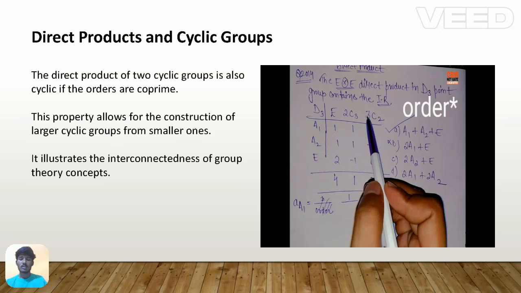Direct products and cyclic groups. The direct product of two cyclic groups is also cyclic if the orders are coprime. This property allows for the construction of larger cyclic groups from smaller ones. It illustrates the interconnectedness of group theory concepts.